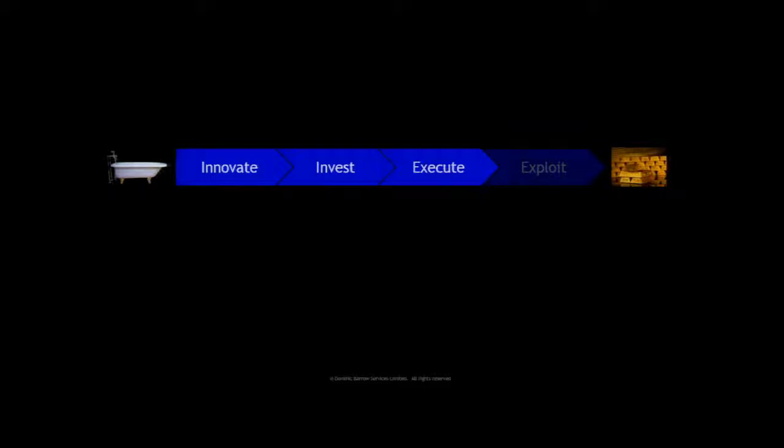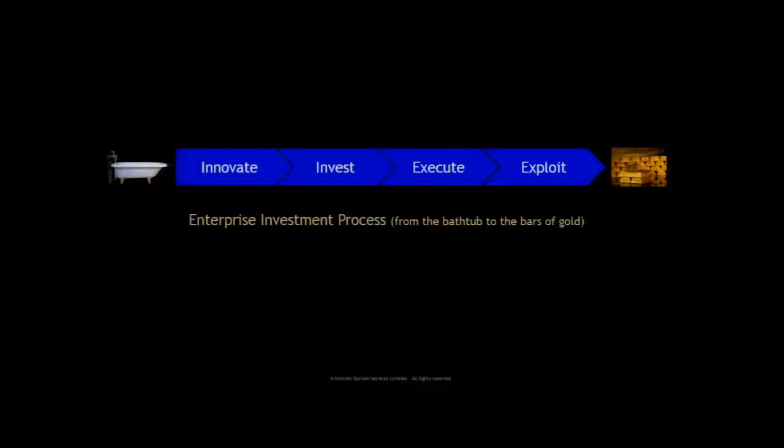So what I'm just going to show you is the process by which ideas that people have in the bath or the shower or the car or sitting in a room somewhere turn into the value we want, whatever the value is.